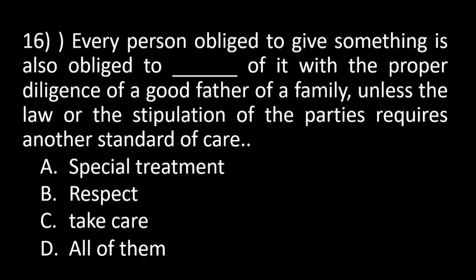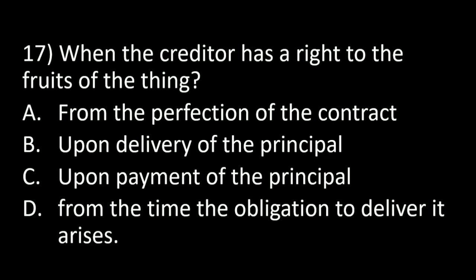17. When the creditor has a right to the fruits of the thing. A, from the perfection of the contract. Letter B, upon delivery of the principal. Letter C, upon payment of the principal. Or letter D, from the time the obligation to deliver it arises.